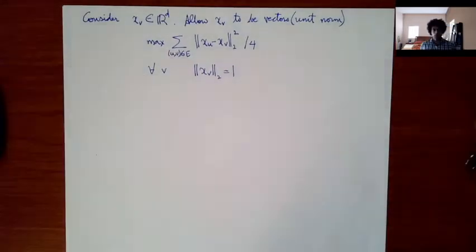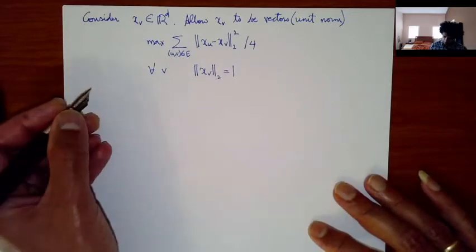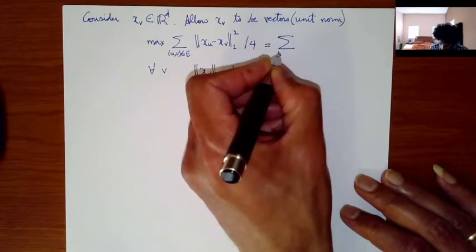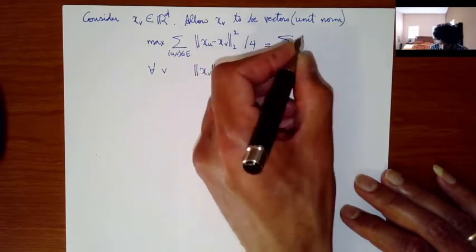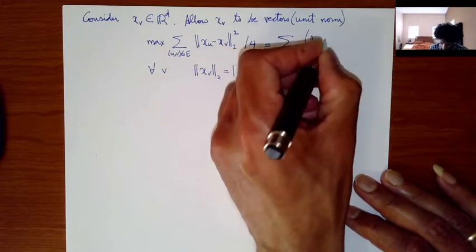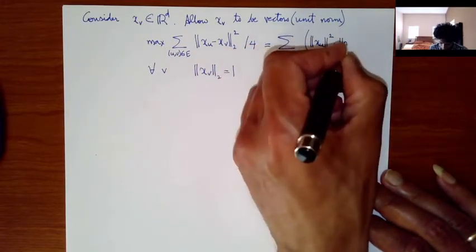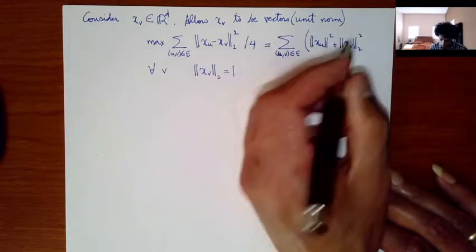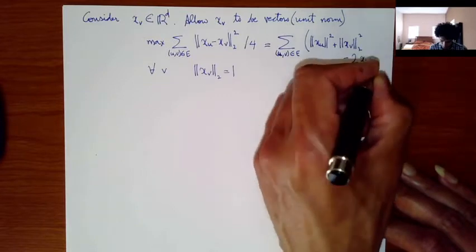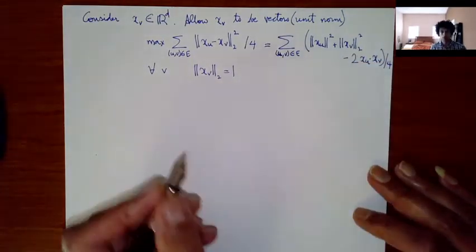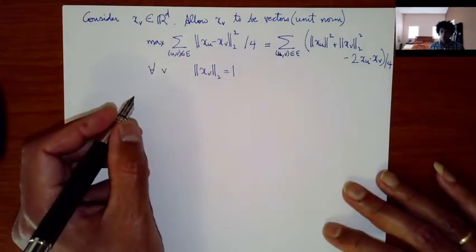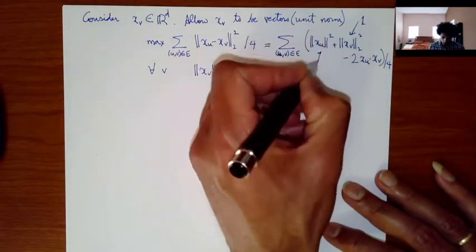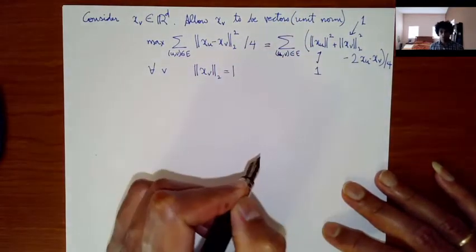So it's going to be convenient for me just to open up this expression. If I open up this expression, I get the summation over all u, v in E of xu squared plus xv squared minus 2 xu dot xv, divided by 4. And this is just 1, and this is just 1, because we assume that the norms are 1.